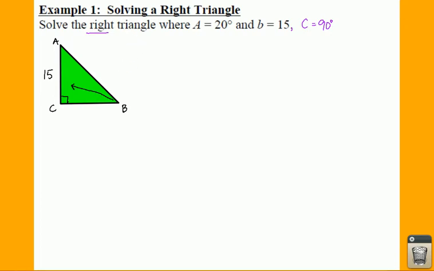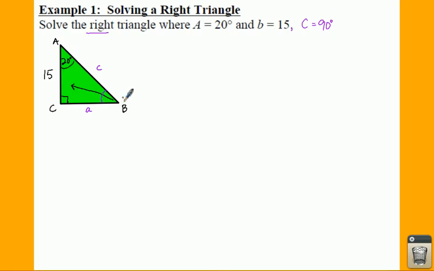Now what we need to figure out is what side C is, what side A is, and what angle A is. And angle A we know. We also need to figure out what angle B is. So angle A is actually 20 degrees up here. And I want to write that in black. So this is 20 degrees up here.